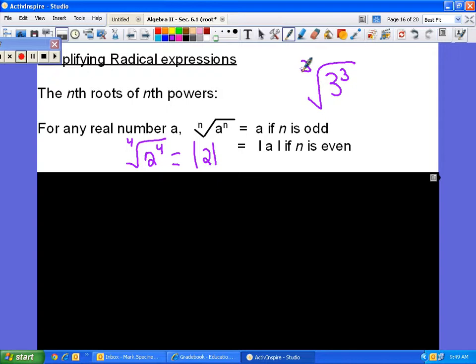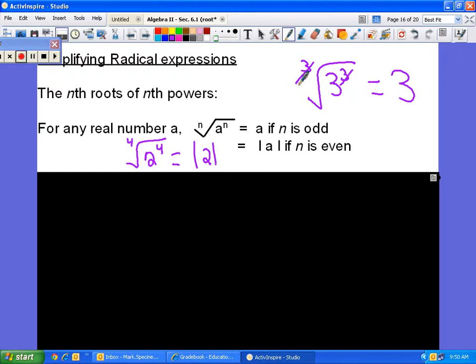Because the way we solve this is we divide. We take the exponent inside the radical sign and we divide it by the index. So what happens when I get 3 divided by 3? You get 1. Well, 3 to the 1st power is 3. So when the numbers match, they cancel out, and your answer is simply the number that was underneath the radical sign. When it's odd, the answer is just the number.